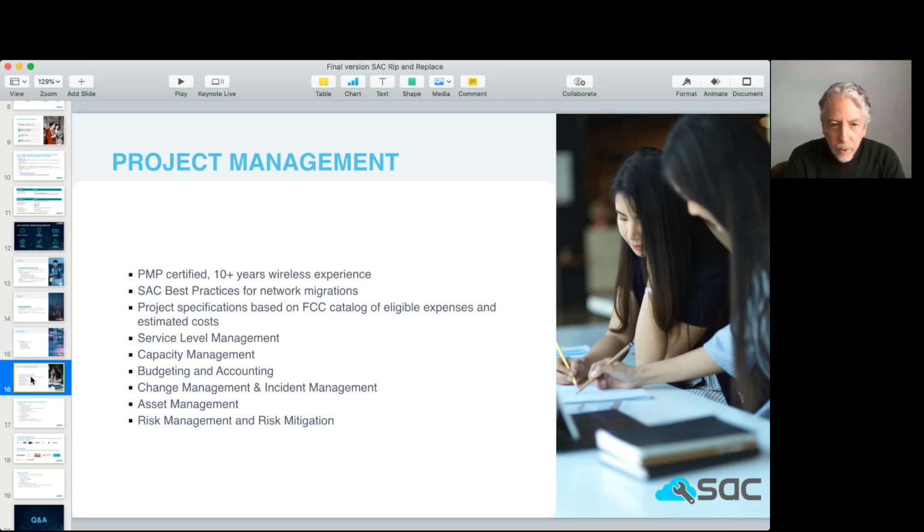Finally, project management is key to a successful project. And our project managers are PMP certified, they're experienced. We have documented best practices that we use for network migrations that are at play here in all steps. The project specifications catalog from the FCC is also our guidebook on eligible expenses and costs. So we draw from that in all the work we do and in our proposals up front, so that we're all on the same page with the goal of avoiding cost overruns or expenses that are outside of that book.